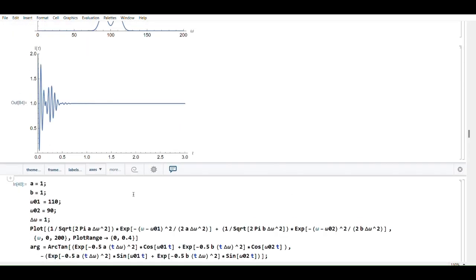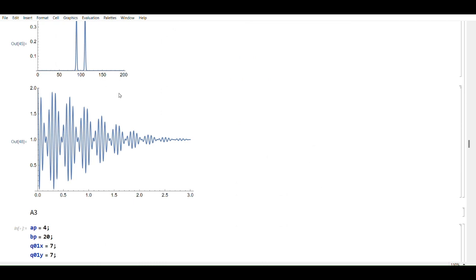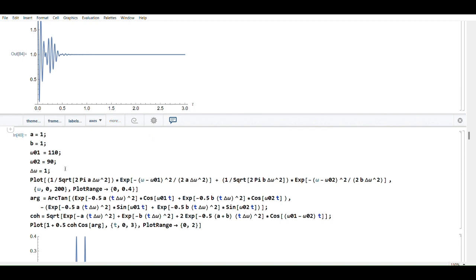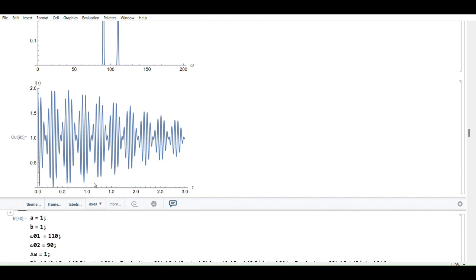So this is the original. Now if I change delta omega, so this is too much. Let's make it 5. See, this exponential part is actually changing now. Delta omega has increased, so this overall exponential width has decreased. When delta omega was 1, this overall exponential width was like this.